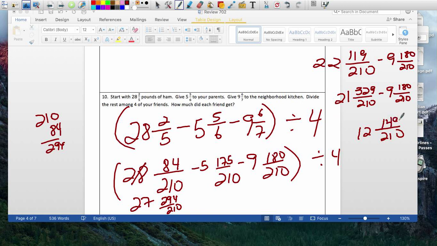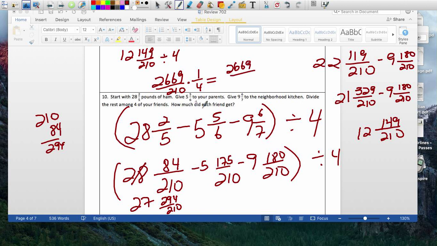So after you give all the ham away, you're going to have this left over. I'm going to write over here 12, 149 over 210, and you're going to divide that among 4 of your friends. This is going to be some ridiculous number. So we have to do 210 times 12, which equals 2,520, plus 149 equals 2,669 over 210 times, the reciprocal is 1 over 4.